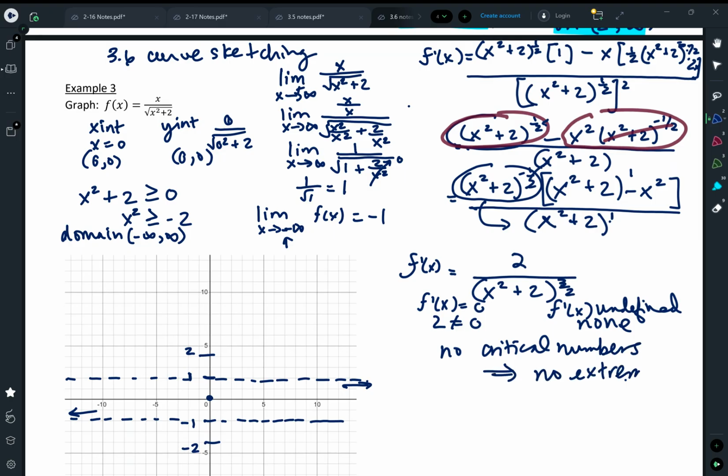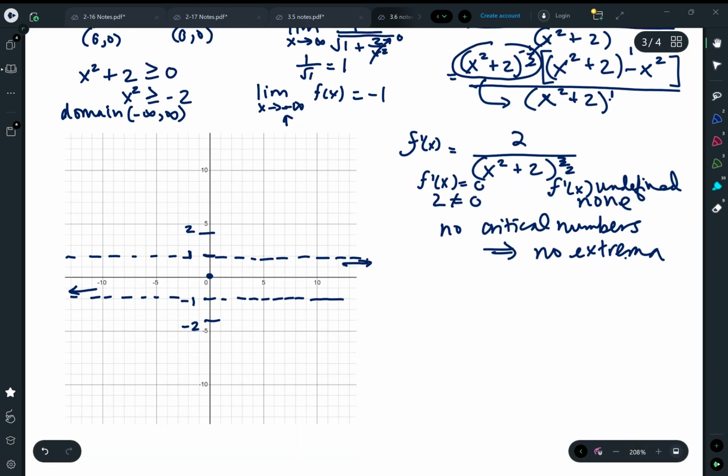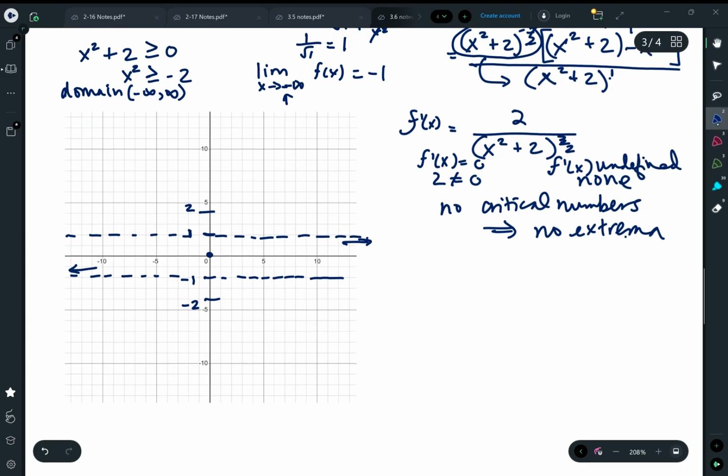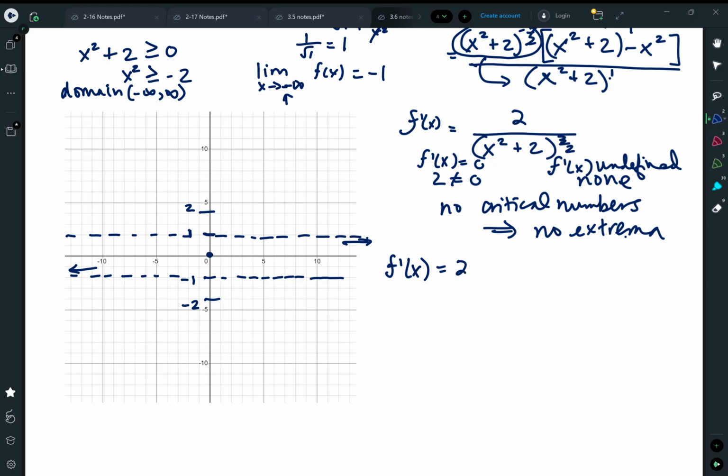means we don't have any maxes or mins. All right, next job is the second derivative. So let's go ahead and take that. So my second derivative, in fact, I'm going to rewrite my first derivative, because now my numerator is only a constant as 2 times the quantity x squared plus 2 to the negative 3/2 power. So now when I take my second derivative, I can just do chain rule.